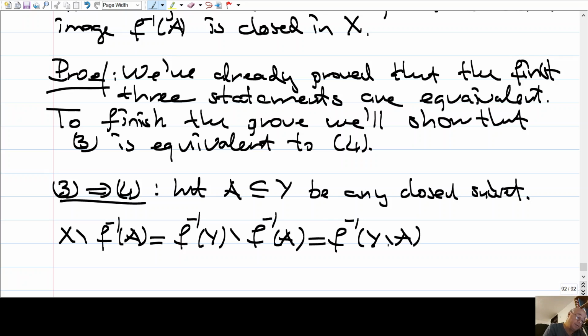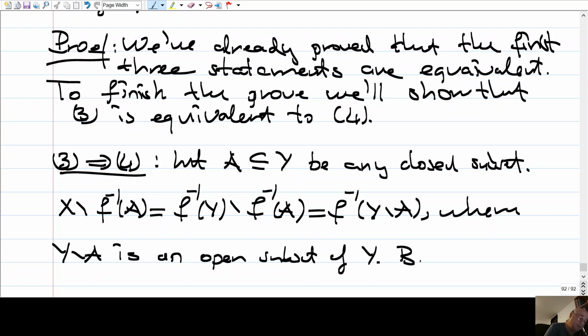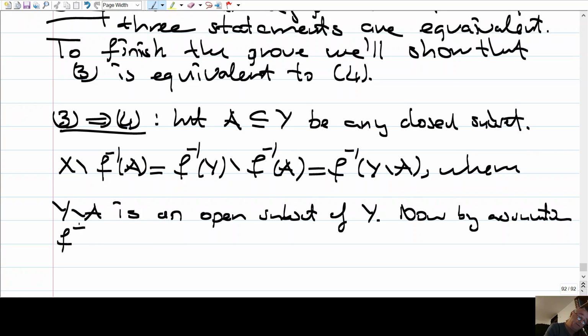And we know what? A is a closed subset. Therefore, Y minus A is an open subset of Y. But by assumption, f inverse of Y minus A is open. So this is open, hence f inverse of A is closed.